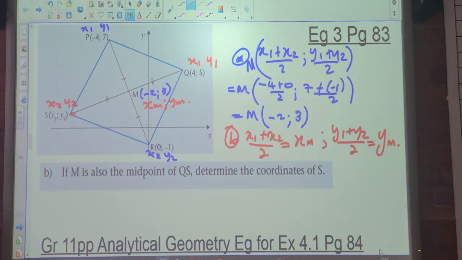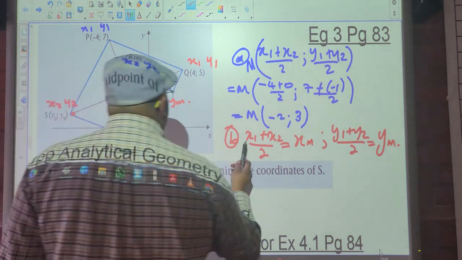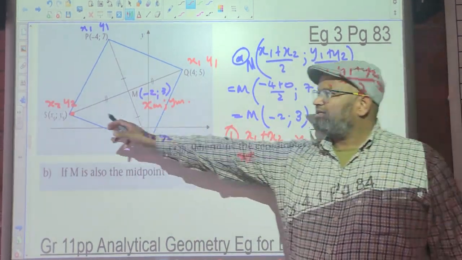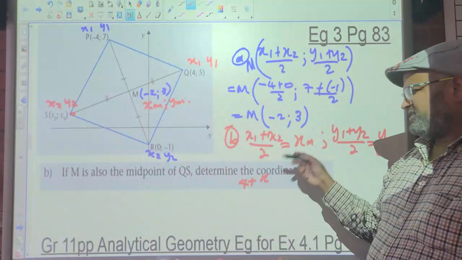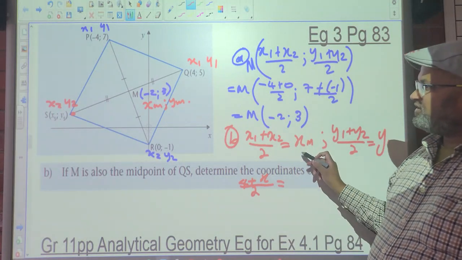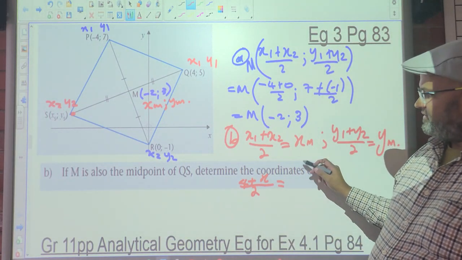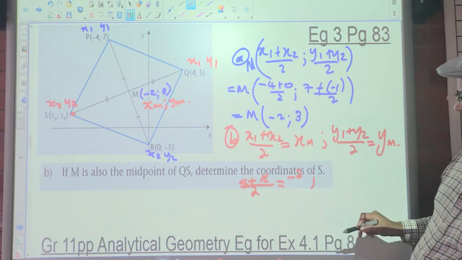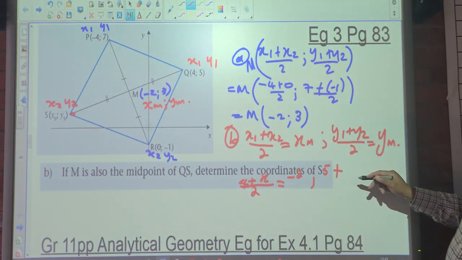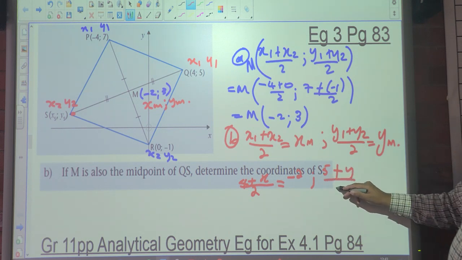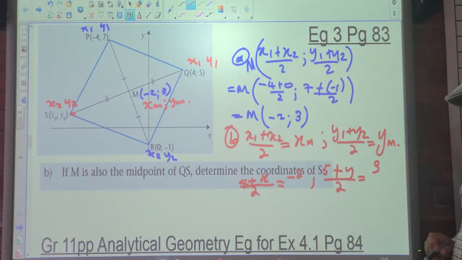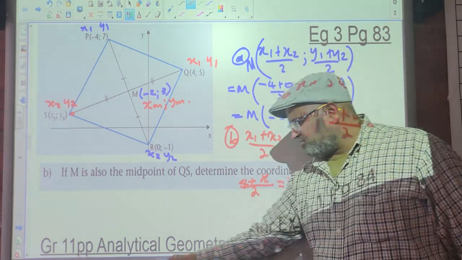You all understand? So what's the value for x1? 4. So it will be (4 plus x, or x2 or xs, doesn't matter) over 2 is equal to negative 2. Right, and then y1, which is 5, plus y over 2, it's going to give us 3. So from here, it's just a matter of solving for x and y.